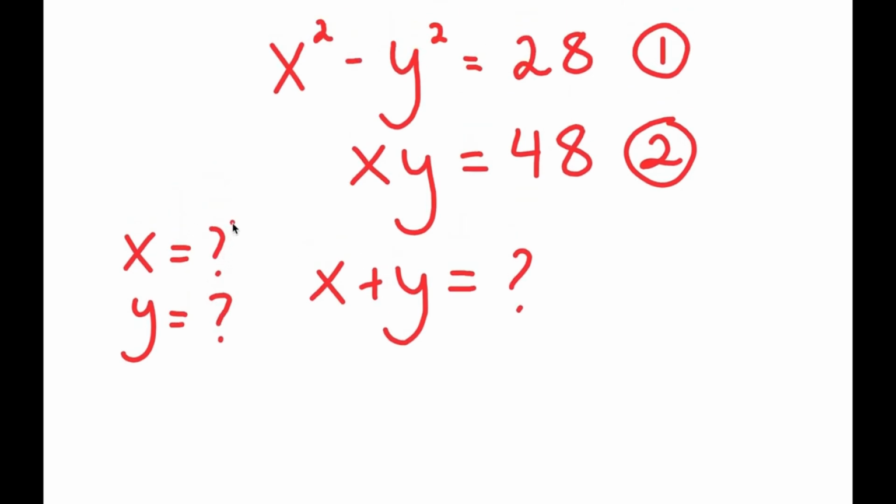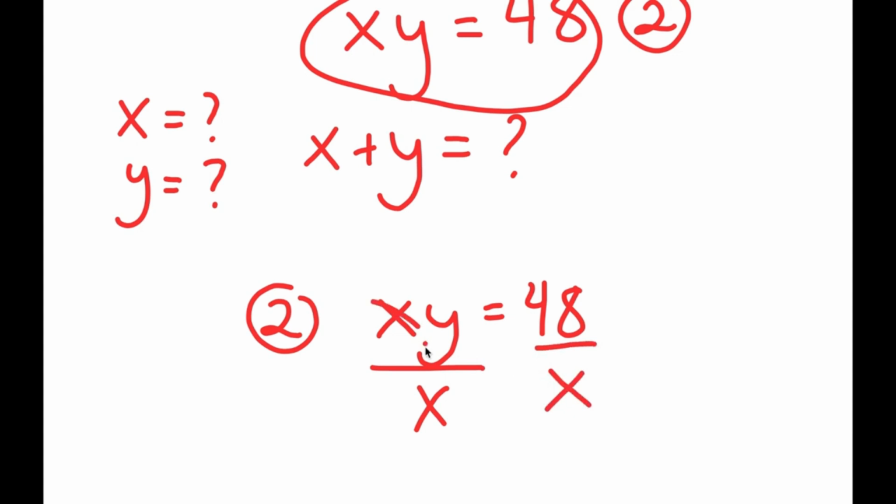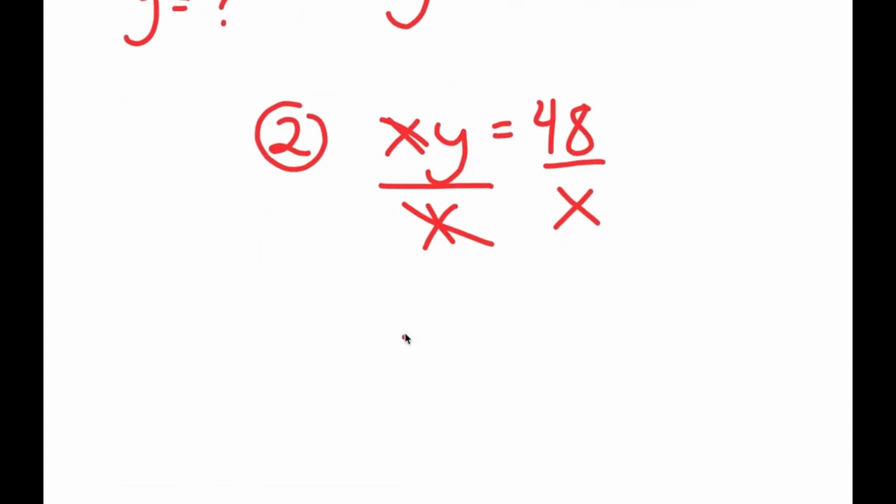To start, I'm going to use my second equation here. Equation 2 is x times y equals 48. I'm going to solve for one variable in relation to the other. It doesn't matter which one, but in this case, I'm going to solve for y. To solve for y, I have to isolate it, meaning I have to get rid of this x by dividing both sides by x. So I get y is equal to 48 over x.